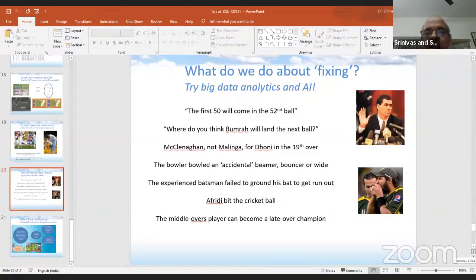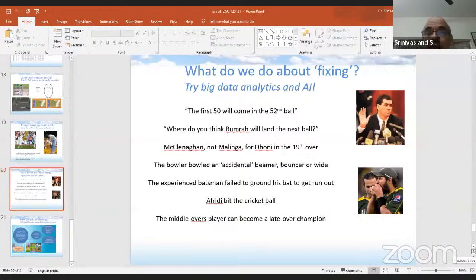Not really. Even if the batsman is trying to fix and he's been told that the first 50 should come in the 52nd ball, then if he's heading for a 50 in the 47th ball itself, he'll say, okay, let me play a few dot balls and let me make sure that I cross 50 only in the 52nd ball. To that extent, he may be fixing, but nothing more than that.